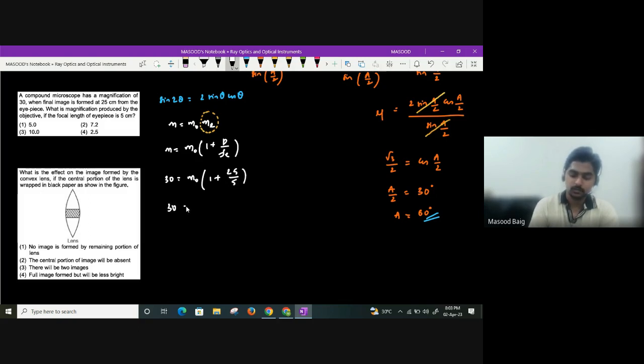So the 30 value will be M naught into 6. So what will the M naught value be? M naught value will be 5, but it will be negative, guys. Here they are asking only the magnitude again, so 5 will be the magnification produced by the objective.